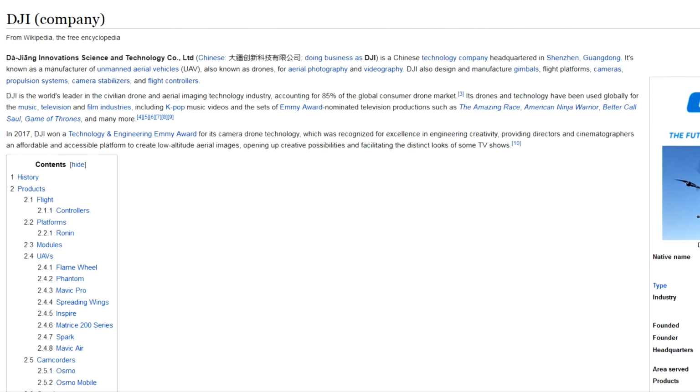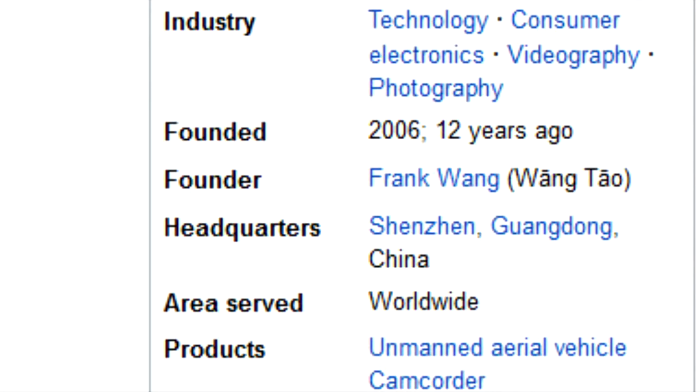Why does China get their own protocol? Well, guess what? DJI is a Chinese company based in Shenzhen, Guangdong, China. This is actually where my wife is from. I bet some of you guys didn't realize that, did you? DJI is a Chinese company.